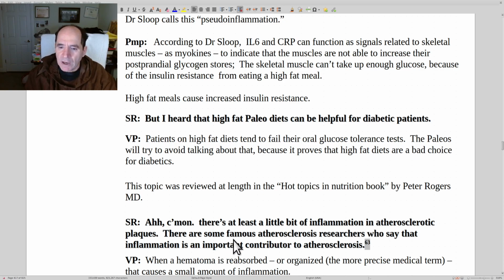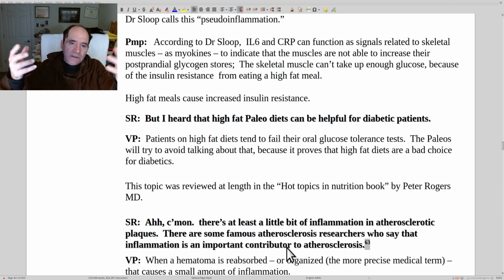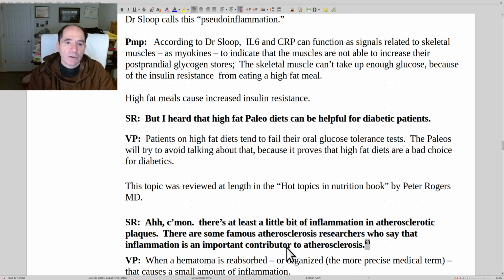Okay, skeptical reader. Come on, there's at least a little bit of inflammation in atherosclerotic plaques, because some famous atherosclerosis researchers say that inflammation is an important part of atherosclerosis. And what I would say is, yes, there's a small amount of inflammation that comes whenever you're trying to remove cellular debris: blood clots, dead tissue, and the immune system tries to remove it. So that's going to cause a little bit of inflammation, but it's not that much. When the hematoma is being resorbed, that's called organizing hematoma, and that causes a small amount of inflammation.